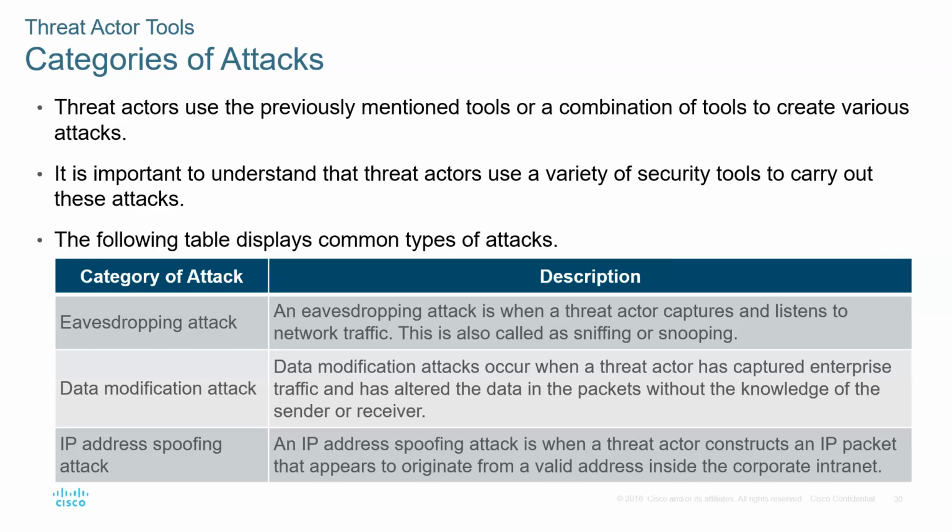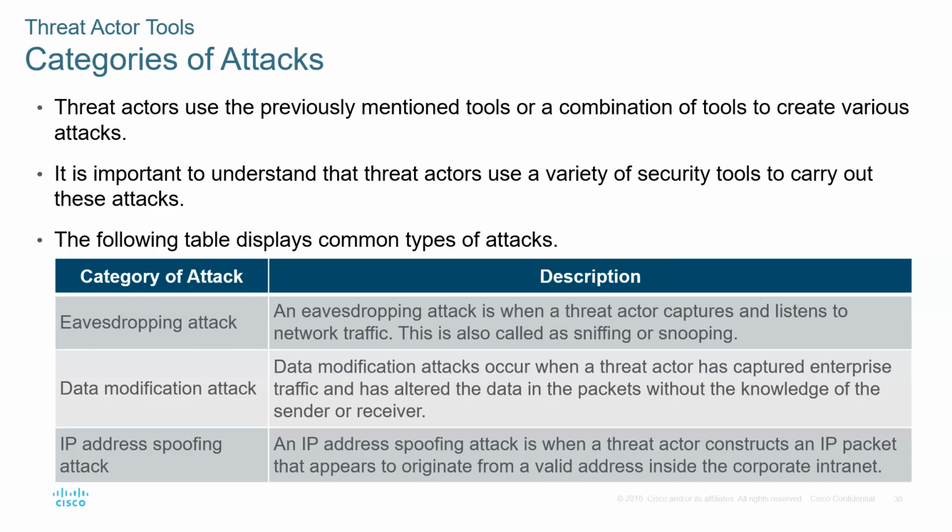So you got the eavesdropping attack. That is an attack that monitors and is able to watch the data as it traverses the network. You can use maybe Wireshark to do that. Data modification is being able to alter the data that you have captured and send it on its way.